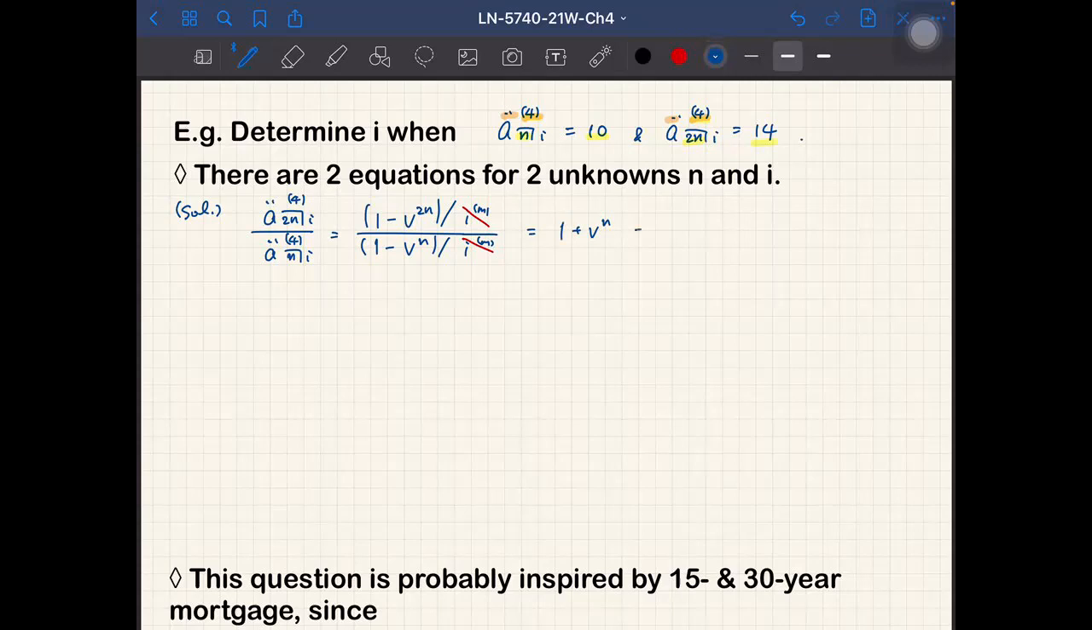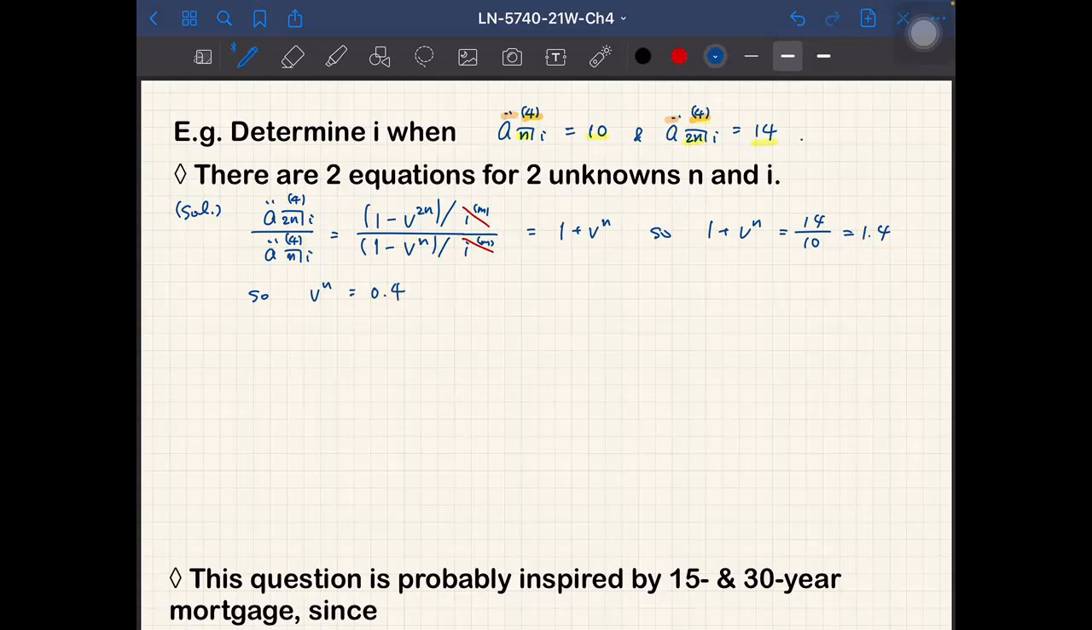So 1 plus v to the power n is equal to 14 over 10. That is 1.4. So v to the power n is 0.4. So even though we don't know i and n, v to the power n is equal to 0.4.